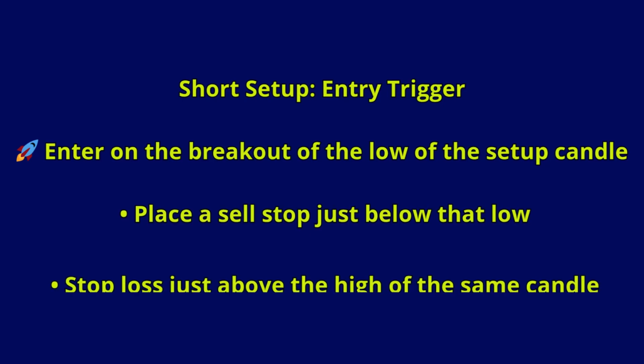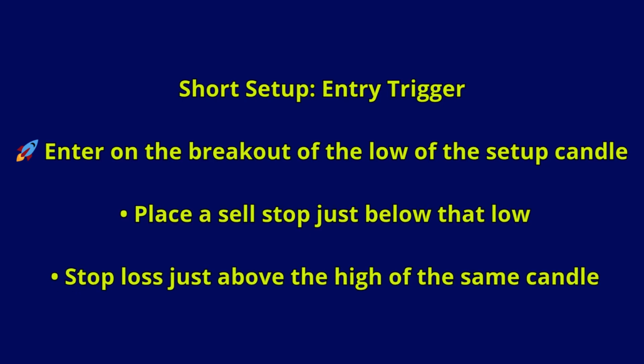For the short setup entry trigger, we mirror the long strategy. We enter on the breakout of the low of the setup candle. This is a confirmation entry requiring the selling pressure to continue. To execute, you place a sell stop order just below that low, and your stop loss is placed symmetrically just above the high of the same candle.